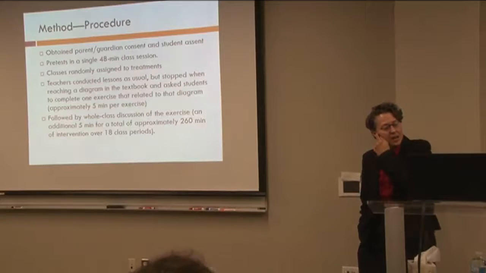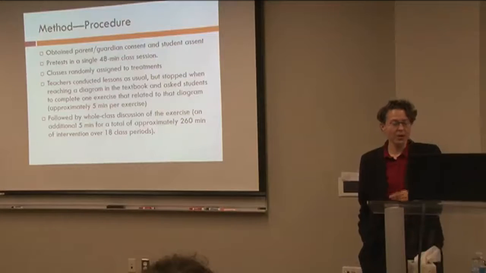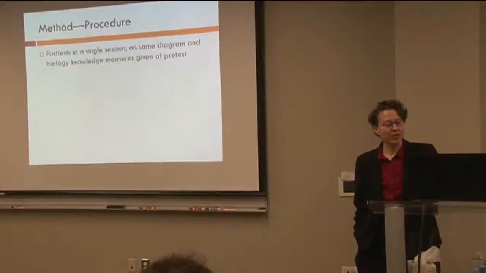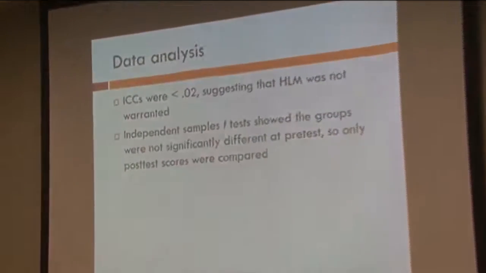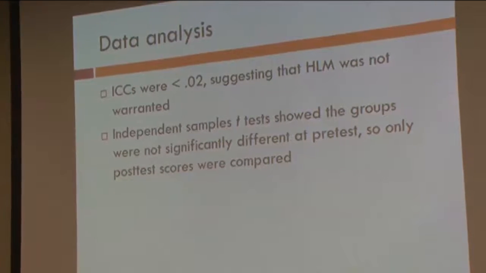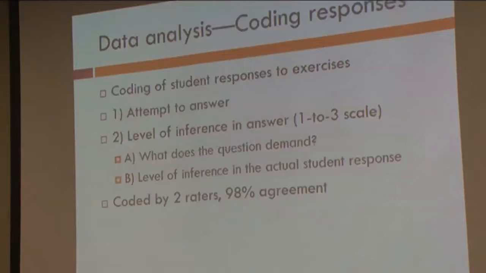And then they would do a little bit of discussion, right? What did you guys find? What was your answer? So we estimated that it was about 260 minutes of intervention over 18 class periods, post-tests afterwards. As I mentioned, ICCs were very low. We looked at the pretest, and scores were the same on the diagram reasoning and the biology knowledge.